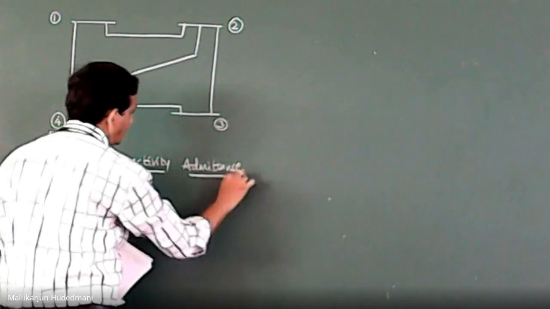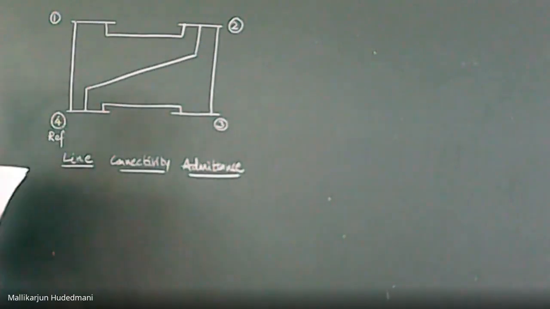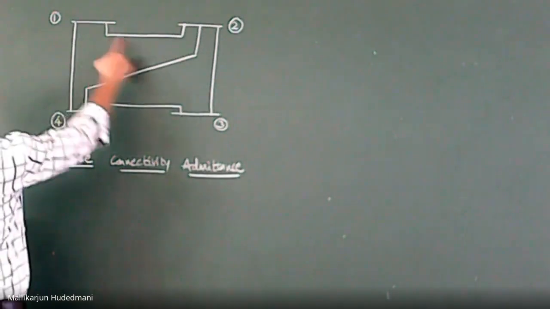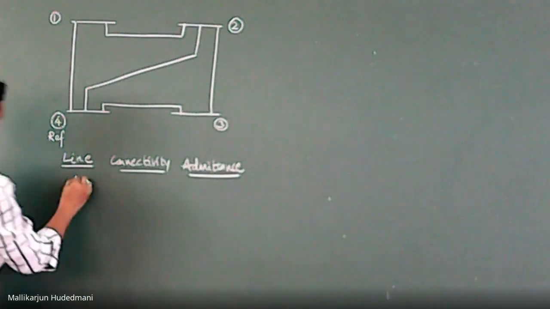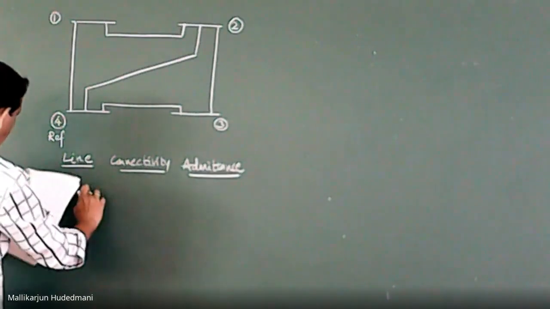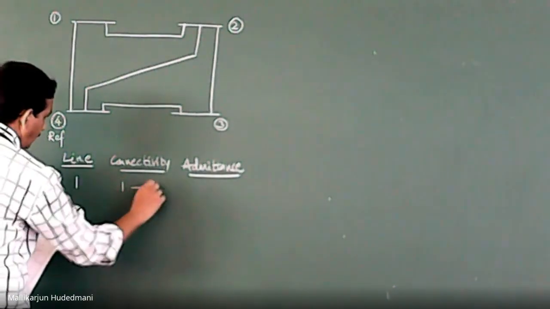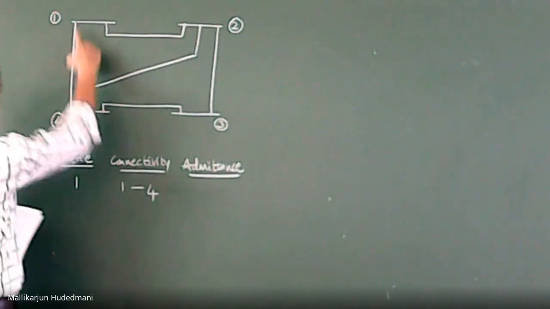Okay, I will just write a table. This is one table. How many lines are there? 1, 2, 3, 4, 5. There are 5 elements, so it is labeled this way. Element number 1. What is this? It is connected between 1 to 4. This element is 1.